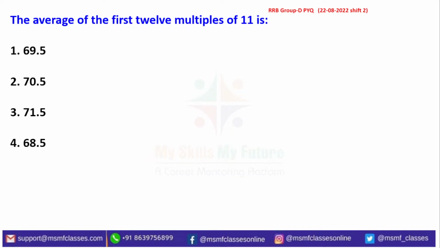Next, see the question. The average of the first 12 multiples of 11. There are different methods, but I will give a simple technique. In the 11 table, we have 11, 22, 33, and so on. 11 tens are 110, 11 elevens are 121, 11 twelves are 132. So we need to find the average of the first 12 multiples of 11.